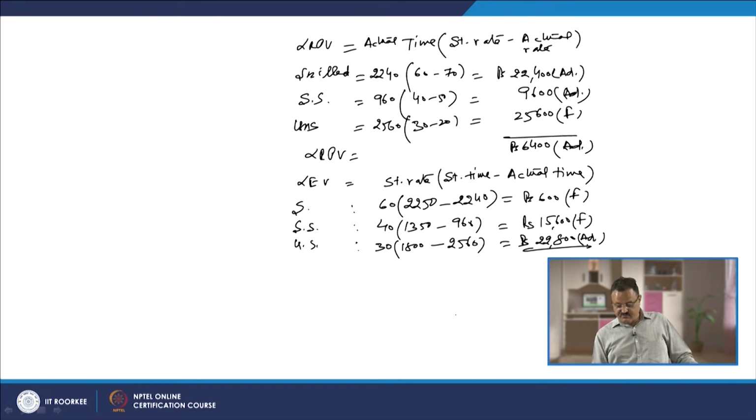So, if you calculate this variance finally, this variance works out as rupees 6,600 adverse, and now apply the check here.